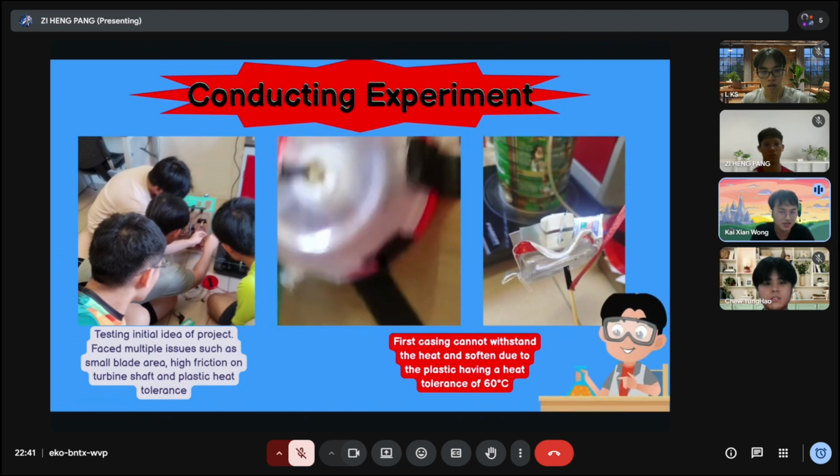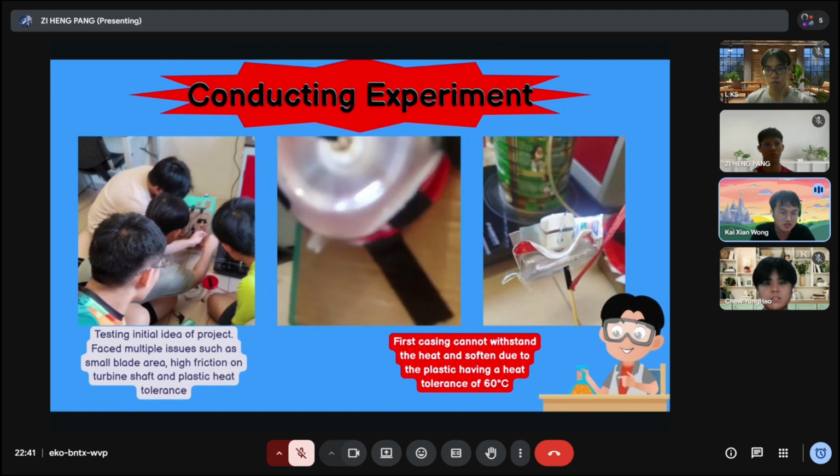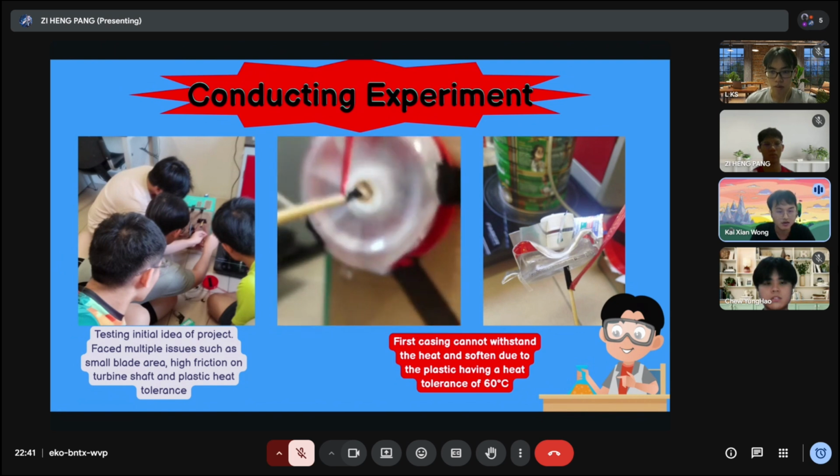And we conduct the experiment. We tested the initial idea of the project, and then we faced multiple issues such as the small blade area, the high friction on the turbine shaft, and the plastic heat tolerance. As you can see in the video, the plastic is basically melting because the casing cannot withstand the heat and softens, as the plastic has a heat tolerance of 60 degrees Celsius.